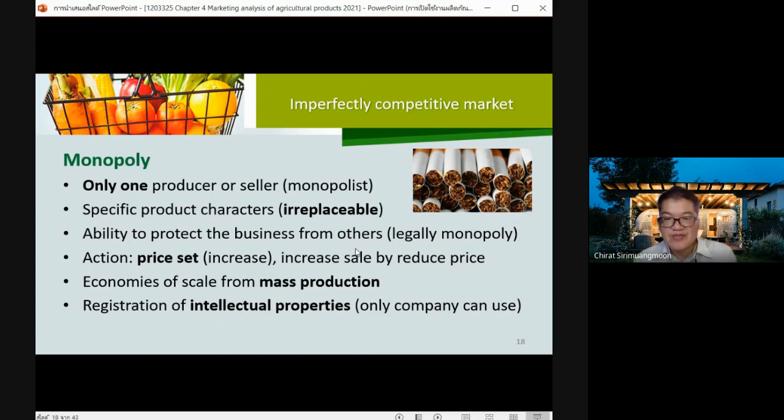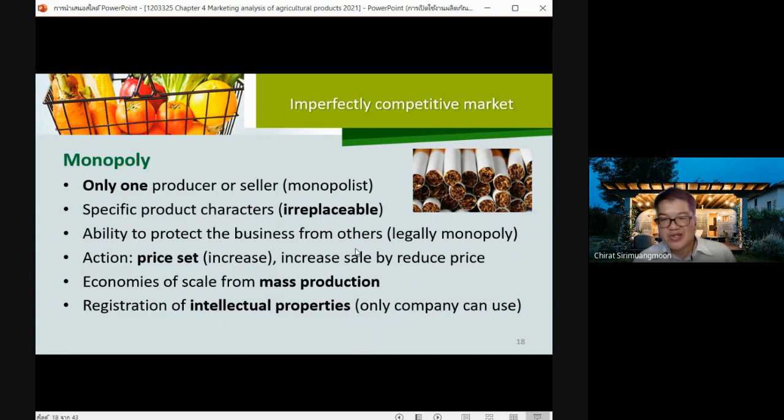So normally in a monopoly market, the person in this market, maybe seller or buyer, will take some actions. They can set the price, which normally will be increased. Because they are the only one on the market, they can set the price high. Or sometimes they can increase the sales, making more demand by reducing the price. If the consumer knows that the price is down, they're going to buy more.